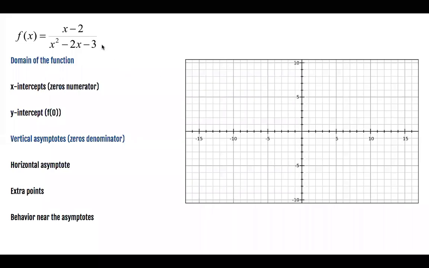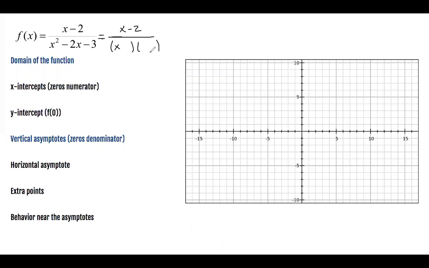On this example now, we're going to sketch the graph, but as you can see, we're going to have two vertical asymptotes. So we need to factor this. X minus 2 cannot be factored, but the denominator can. So we are going to look for those two numbers that will multiply into minus 3. So it looks like we're going to need a minus 3 and a 1.